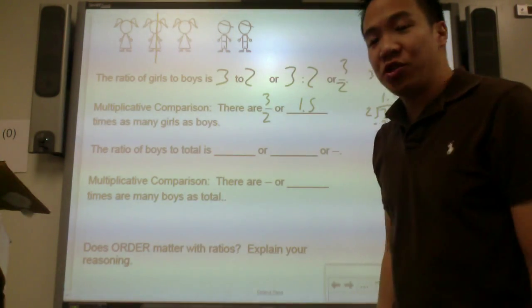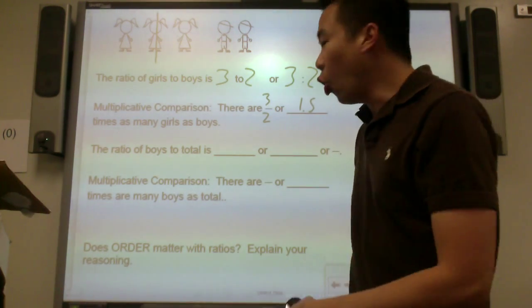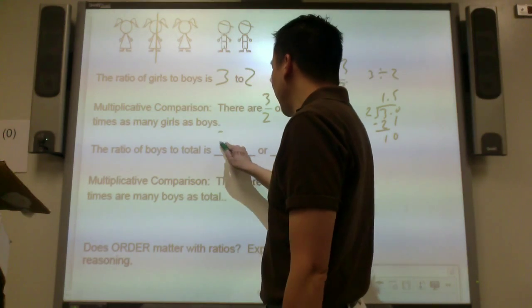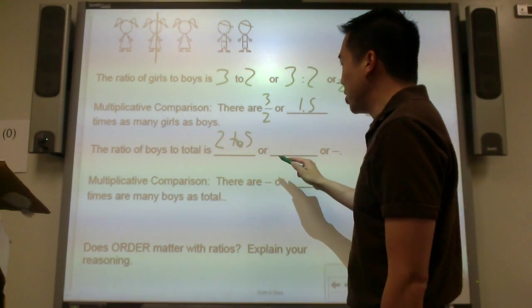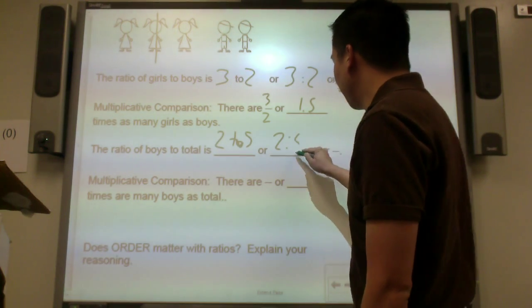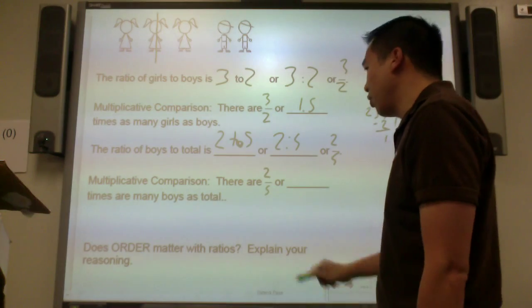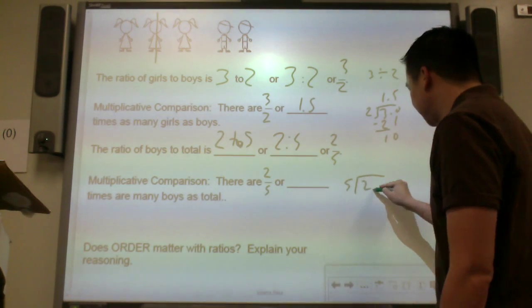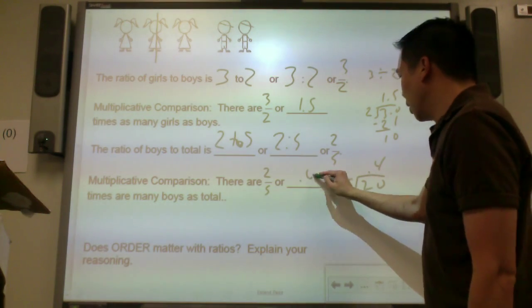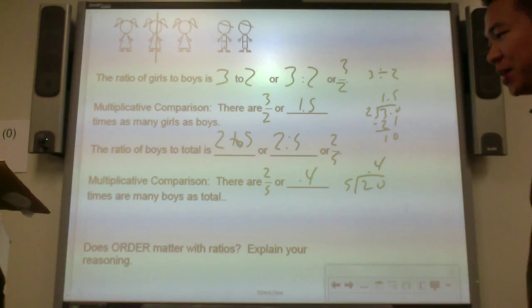The ratio of boys to total now. This is boys to total. So we're doing part to whole now. Boys to total is 5. 2:5 and 2/5. So there are 2/5, or what is the decimal equivalent of this? 0.4 times as many, 4/10 times as many boys as total.